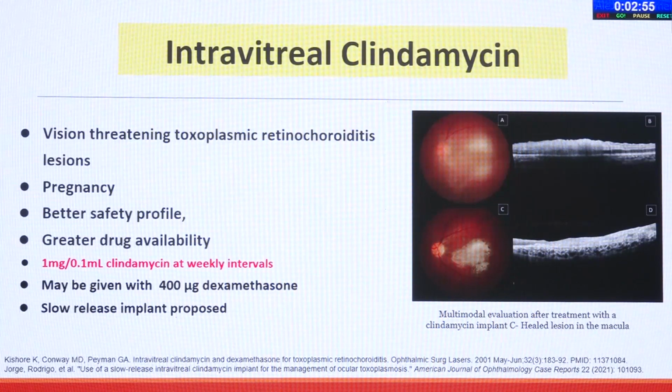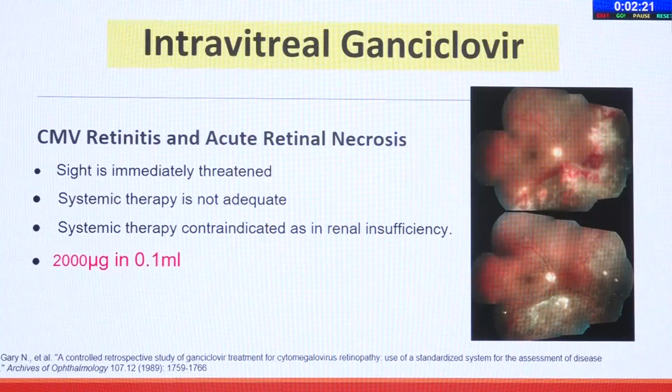Intravitreal clindamycin is a very good treatment option, though we give systemic treatment in many of the patients. But in pregnancy, it has a better safety profile and greater drug availability, and in macular-threatening lesions and optic disc involvement, intravitreal clindamycin once a week, 1 milligram in 0.1 ml at weekly intervals, is very useful. You may or may not give it with 400 microgram of dexamethasone. I usually give it, and nowadays work is going on to develop a slow release implant of clindamycin.